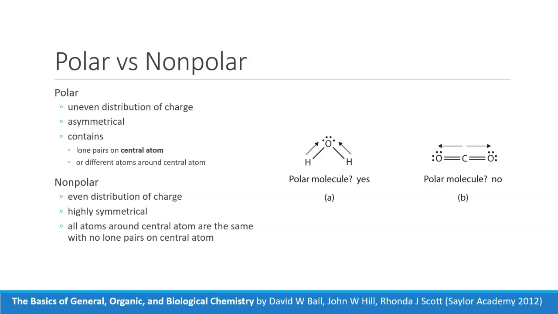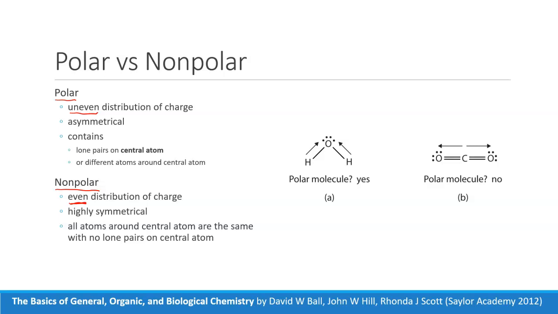Okay, the other topic for this video is polarity, where we're looking at polar versus non-polar compounds. And when we're talking about polarity, what we're talking about is the distribution of charge. So if you have an uneven distribution of charge, then you are called polar. If you have an even distribution of charge, then you're non-polar. Okay, so uneven distribution is polar, and even is nonpolar.